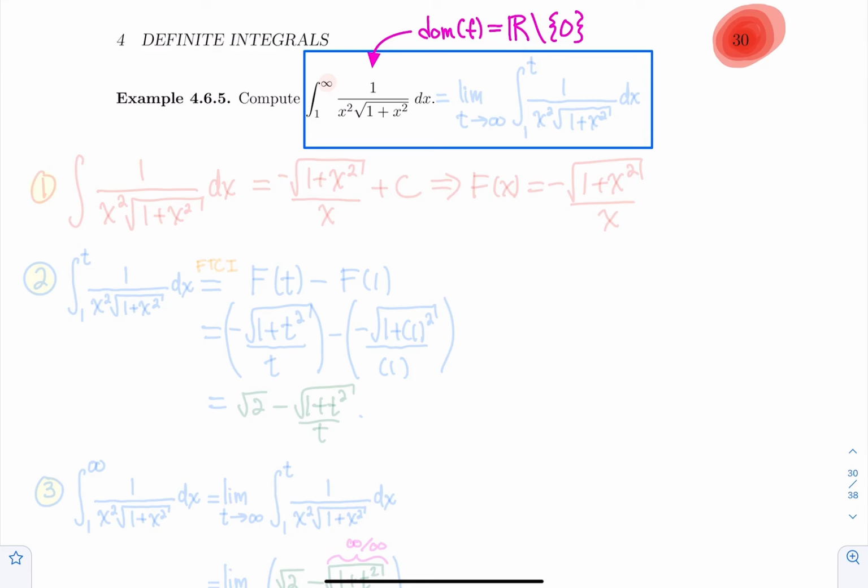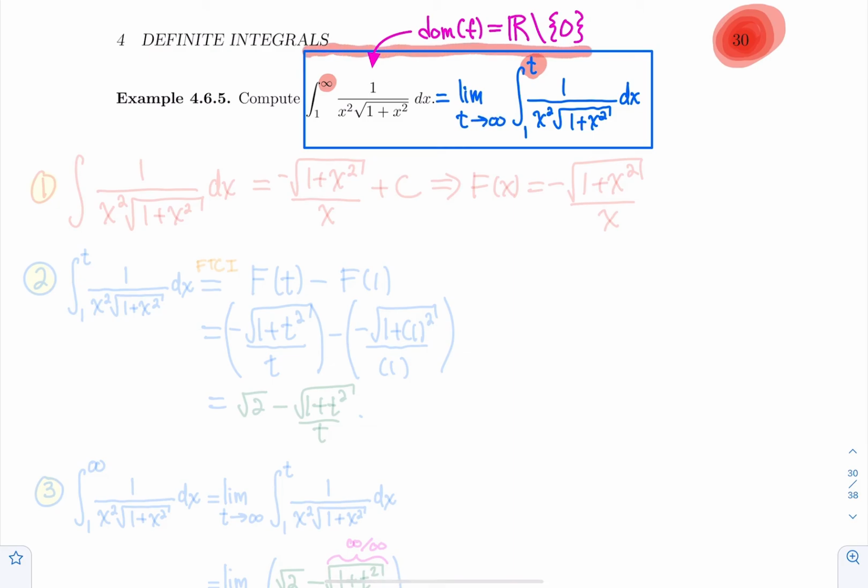Because we go from 1 to infinity, the only way this can be a problem is because of the bound that is infinity. So this will be equal to the integral from 1 to t, where the infinite bound is replaced by t, of 1 over x squared times the square root of 1 plus x squared dx. And then we're going to study this definite integral as t goes to infinity.